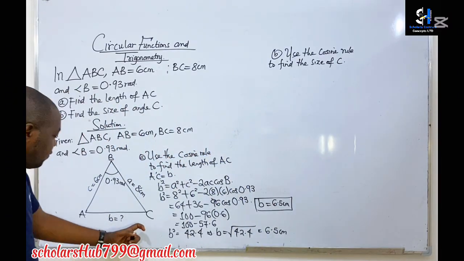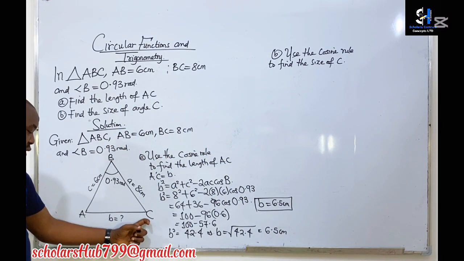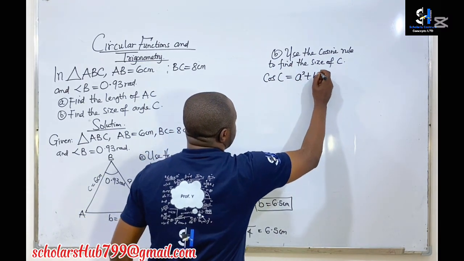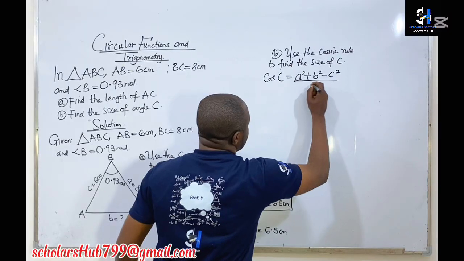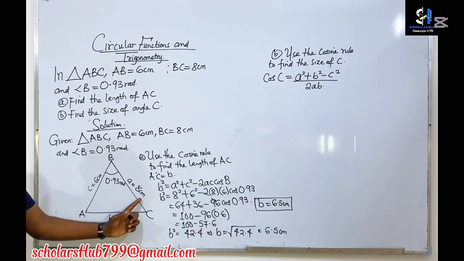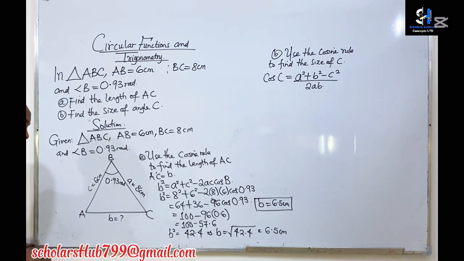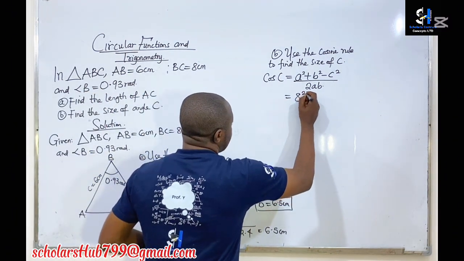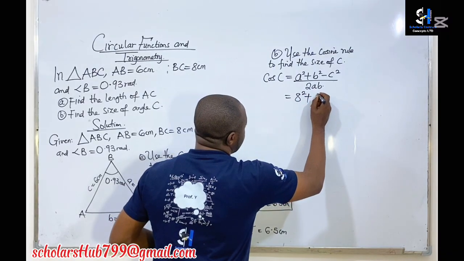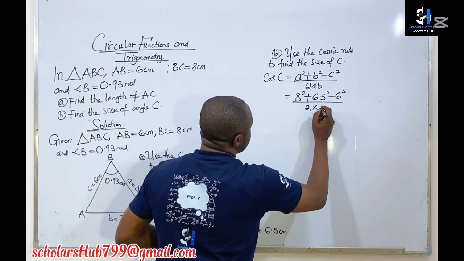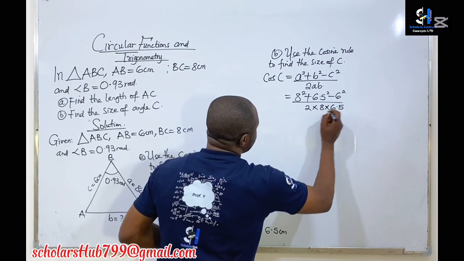And because we want to find the size of angle C, we're going to use the formula cos C equals A squared plus B squared minus C squared over 2AB. And we know the value of A to be 8 centimeters, the value of B to be 6.5 centimeters, and that of C to be 6 centimeters. So we plug in the values. So we have A to be 8, and that will be 8 squared plus 6.5 squared minus 6 squared over 2 multiplied by 8 multiplied by 6.5.